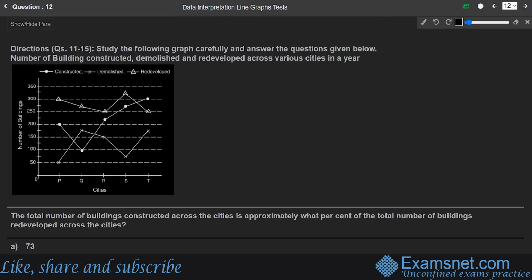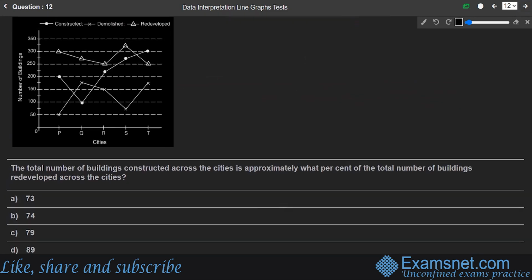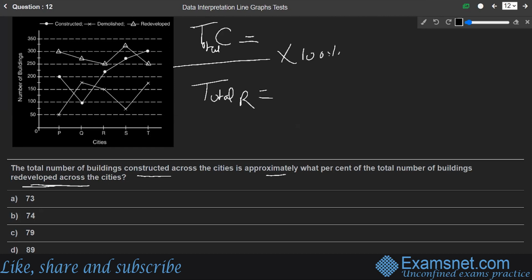Okay, for the same line graph, we are supposed to answer a different question. The question says: the total number of buildings constructed across the cities is approximately what percent of the total number of buildings redeveloped across the cities? So we have to find the total constructed buildings of all the cities added up, and the total redeveloped buildings, and then find their percentage, multiplying by 100.